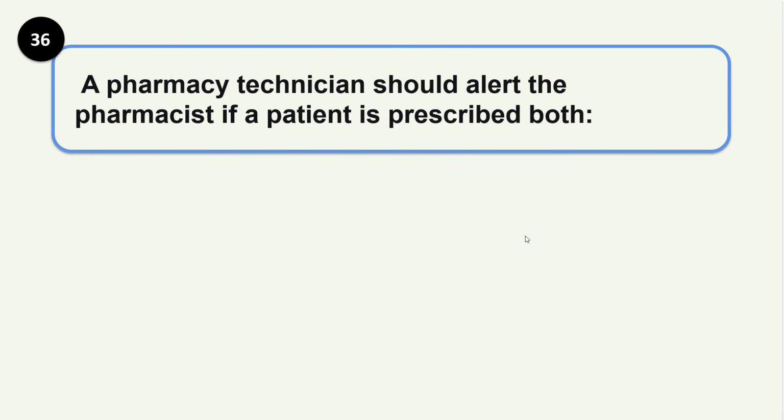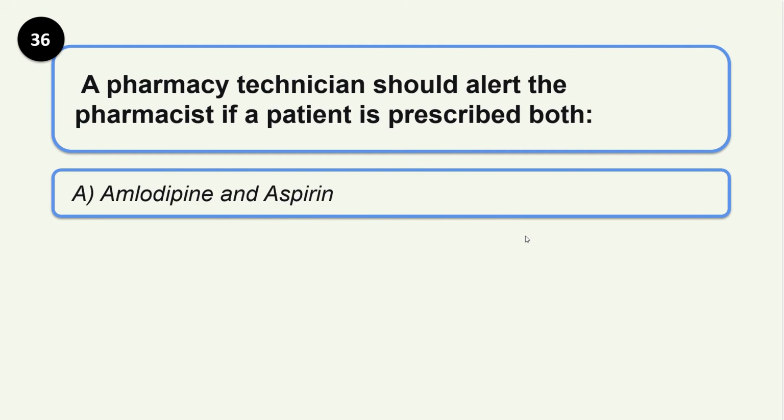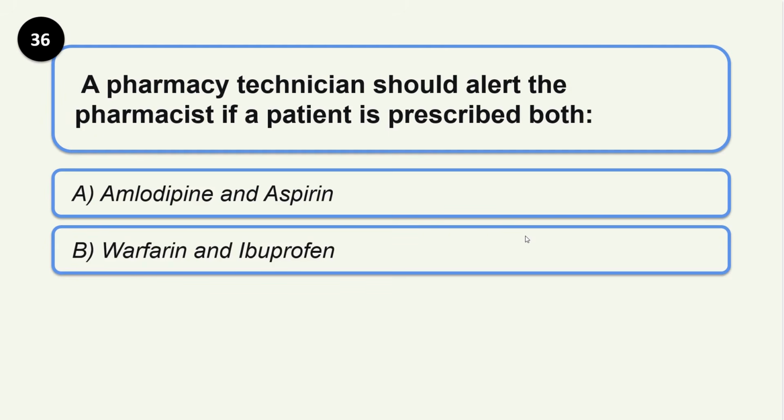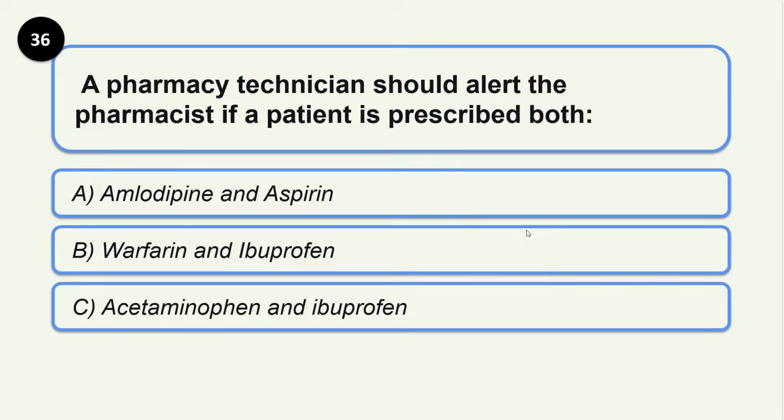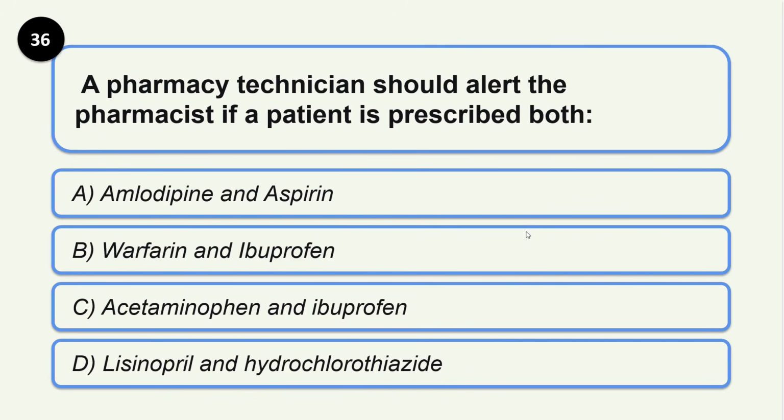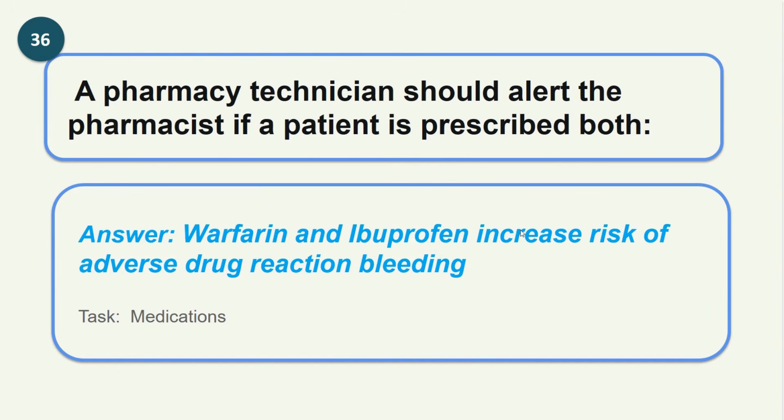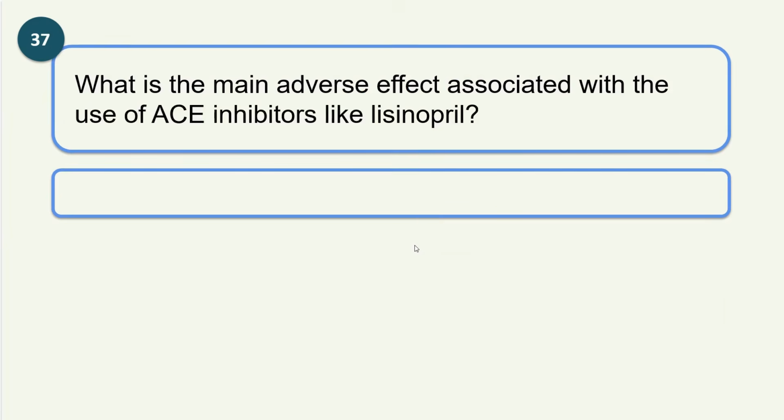Next, a pharmacy technician should alert the pharmacist if a patient is prescribed both: A. Amlodipine and aspirin, B. Warfarin and Brufen, C. Acetaminophen and Brufen, D. Lisinopril and hydrochlorothiazide. The correct answer is warfarin and Brufen. Warfarin is an anticoagulant and Brufen is an NSAID. Both of them increase the risk of bleeding because of drug-drug interactions.